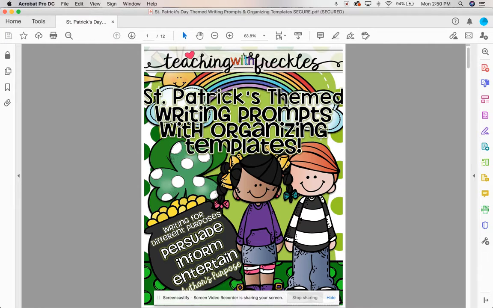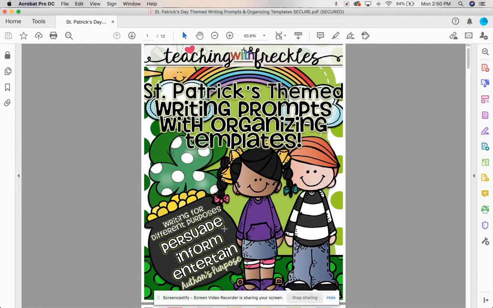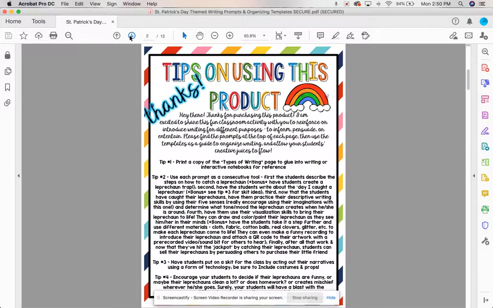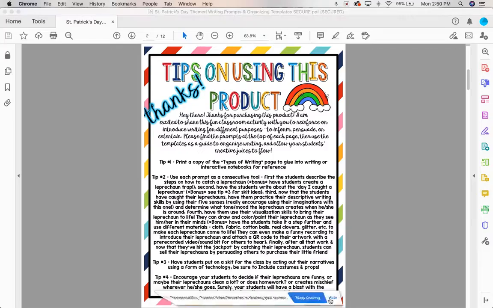I just wanted to hop on really quickly to show you the St. Patrick's themed writing prompts with organizing templates product. So this is a writing for different purposes pack. There's something in here for them to persuade, inform, and entertain, or author's purpose, which is PIE. So looking at the first page, I have some tips on how to use this.